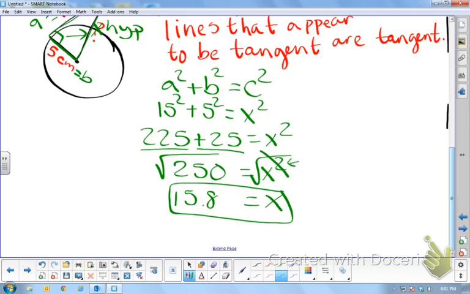So I know it's on a circle, but really it's a Pythagorean theorem problem. We just have to recognize, hey, this meets at a right angle. So second, we need to talk about chords.